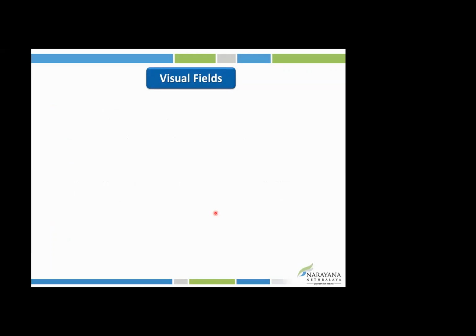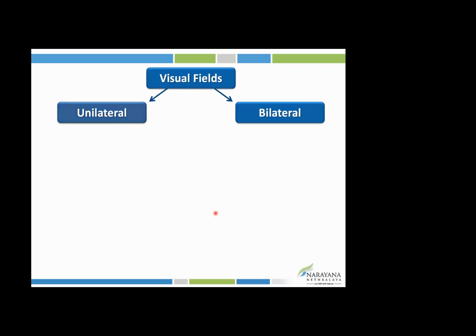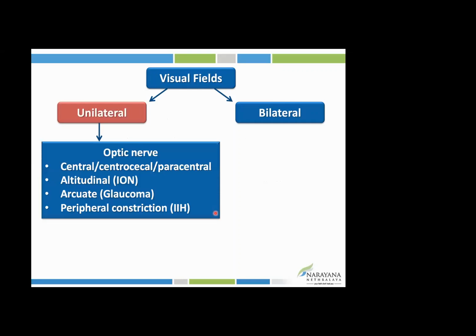So let's look at how we go about it. If you have a visual field and the defect is unilateral, then we are looking at an optic nerve problem, where you can either have a central scotoma, centrocecal, or a paracentral, altitudinal scotoma, where we are looking at an ischemic optic neuropathy, arcuate, where the cause is glaucoma, peripheral constriction like idiopathic intracranial hypertension, and sometimes even you have an enlarged blind spot.